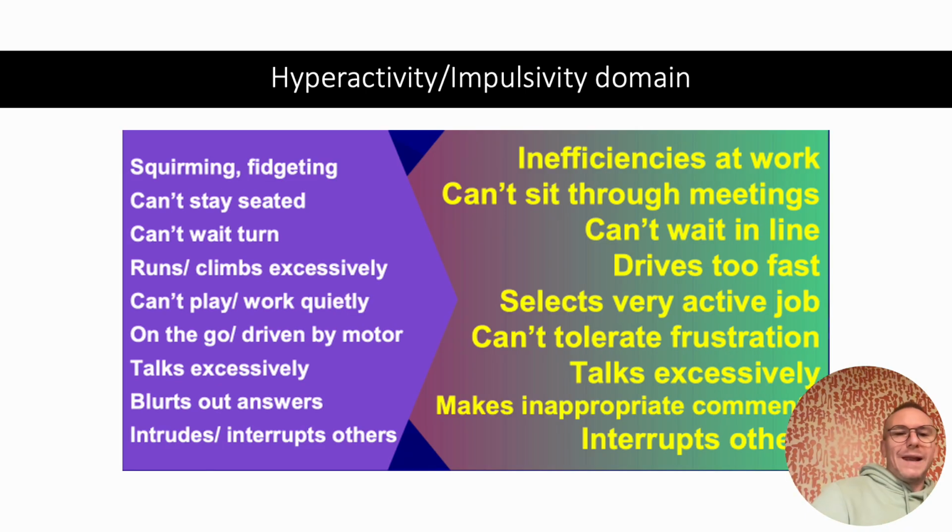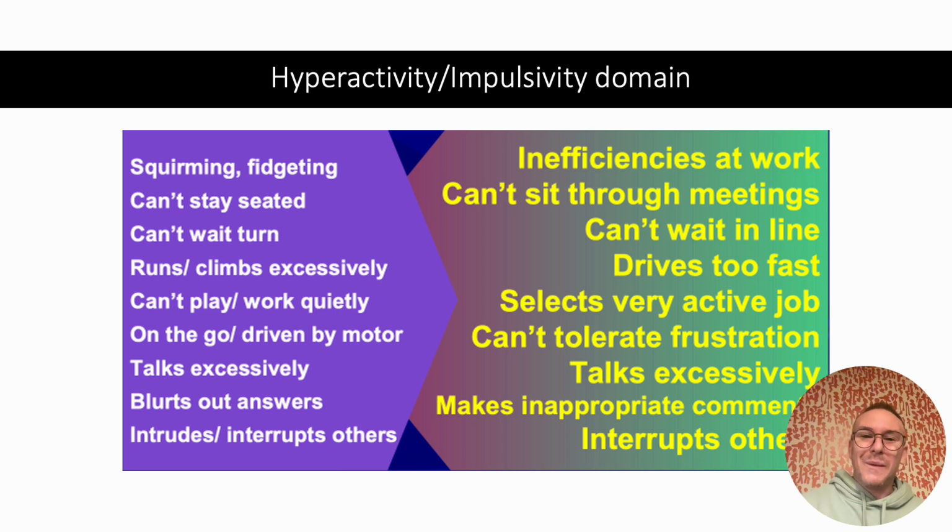And again, on the left-hand side there, we can see how it relates to children, and on the right-hand side, how it might relate to adults. So for children, we talked about squirming, fidgeting, can't stay seated, can't wait their turn, excessive running, climbing, can't play quietly, on the go, as if they're driven by a motor, excessive talking, blurting out answers, intrudes or interrupts.